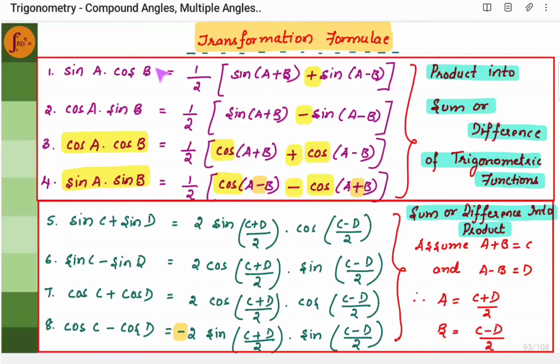Here we are expressing product of trigonometric functions into sum or difference, right? That is, we are using addition and subtraction to express product of trigonometric functions. Here we are doing the reverse. By using the product of trigonometric functions, we are getting sum or difference of trigonometric functions, right? It's just the reverse. Let's see how each of these is derived.